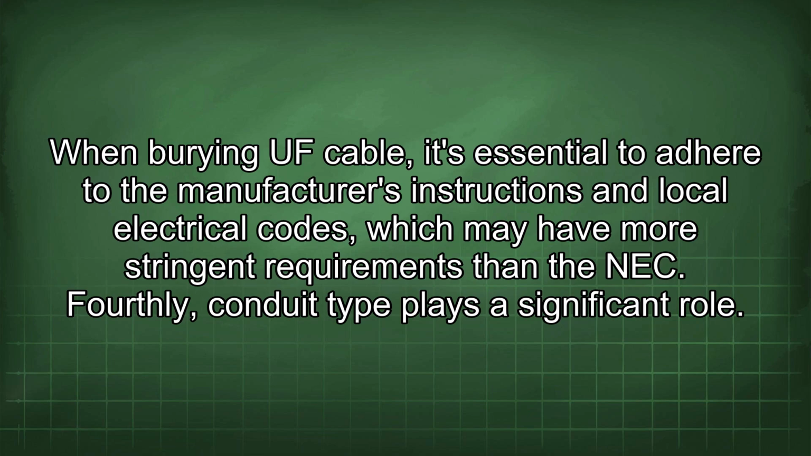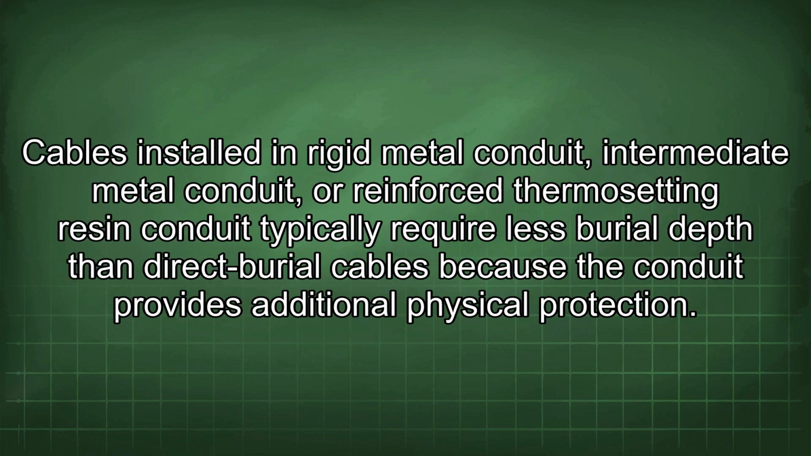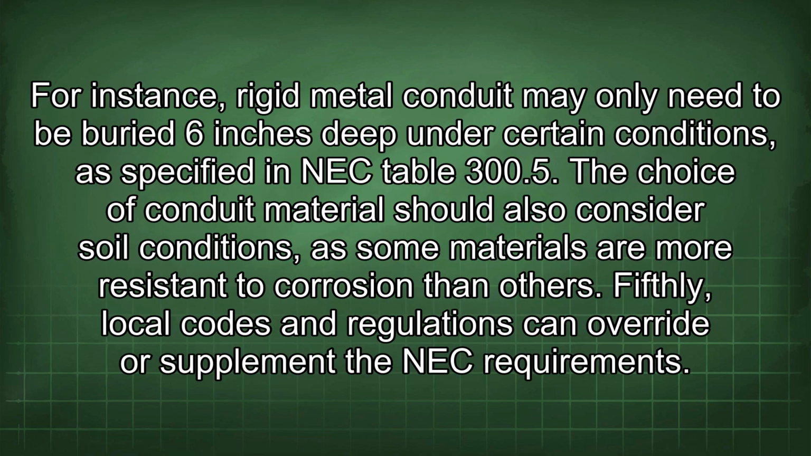Fourthly, conduit type plays a significant role. Cables installed in rigid metal conduit, intermediate metal conduit, or reinforced thermosetting resin conduit typically require less burial depth than direct burial cables because the conduit provides additional physical protection. For instance, rigid metal conduit may only need to be buried 6 inches deep under certain conditions, as specified in NEC Table 300.5. The choice of conduit material should also consider soil conditions, as some materials are more resistant to corrosion than others.